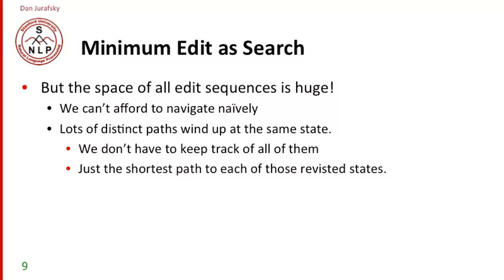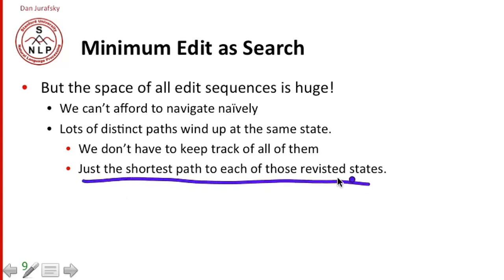The intuition for solving this problem of lots of possible sequences is that lots of these paths wind up at the same state. So we don't have to keep track of every way of transforming one string into another if the pieces of the second string are identical. All we have to keep is the shortest path to every revisited state. So let's look at an example of how this works.